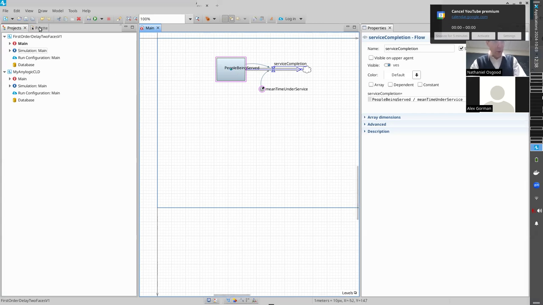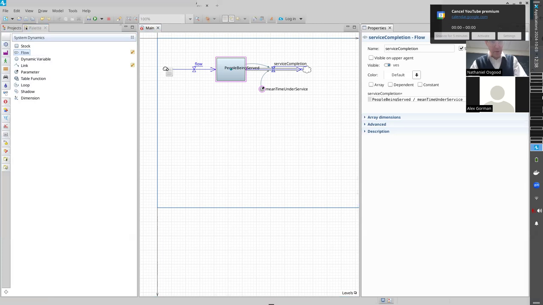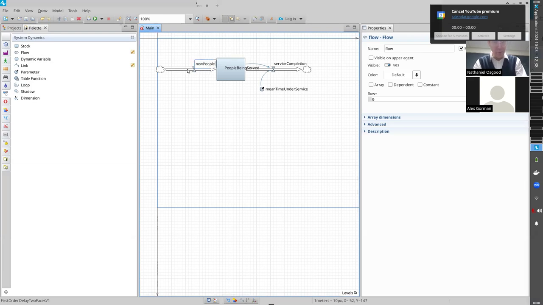Now I want to, however, do something a little bit different. I want to have an inflow here. I will call it new people for service, people signing up for a service, okay? And I am going to have this be a value right now, which is 10. Okay, 10. What does that 10 mean? It means 10 people per day. It's the value of a flow.